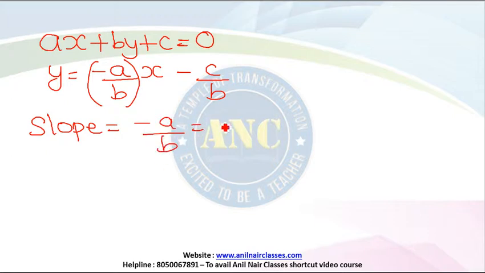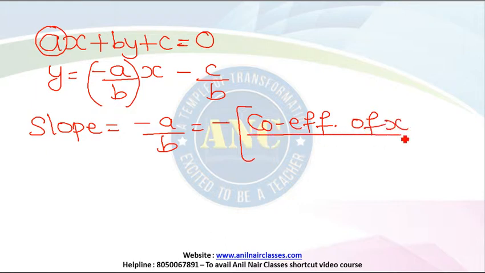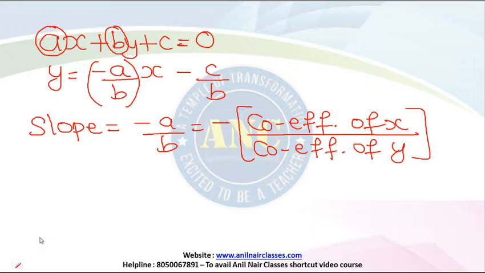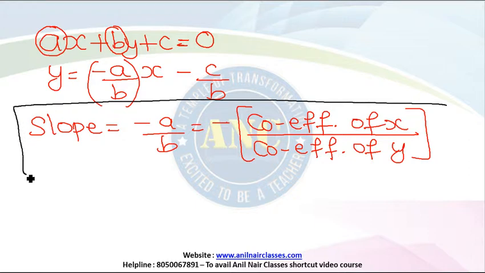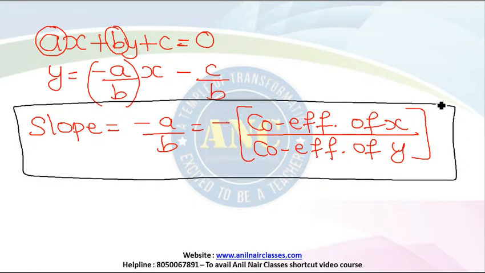In simple language, keep that minus as it is. a is nothing but the coefficient of x, divided by b, which is the coefficient of y. That means whenever you want to find the slope of any line, the slope of any line is given by minus of coefficient of x divided by coefficient of y. I believe this idea is also very clear for you.